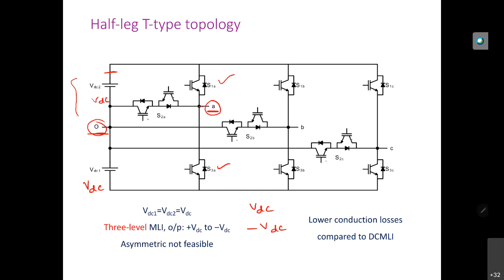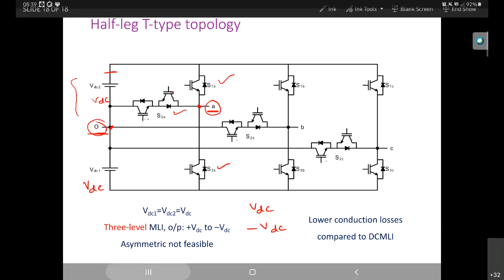For the 0 level between A and 0, which switch do we need to turn on? S2A. For the 0 level, A must be connected to this point, so we need to turn on this switch S2A. Remember the gating pulses: these are two IGBTs, and the gating pulses for the two IGBTs remain the same, but only one IGBT will conduct, depending on the direction of the current flow. We have some slides.